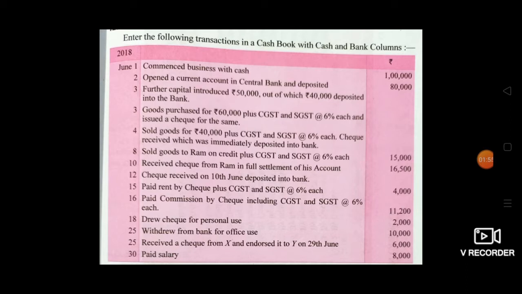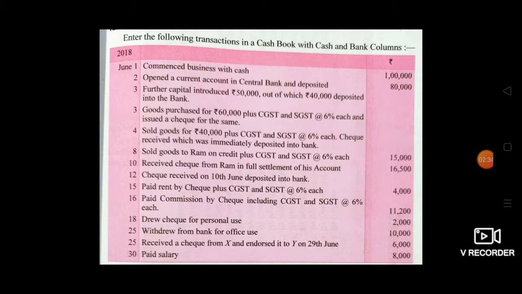16th, paid commission by check including CGST and SGST at 6% each, rupees 11,200. 18th, drew check for personal use, rupees 2,000. 25th, withdrew from bank for office use, rupees 10,000. 25th June, received a check from X and endorsed it to Y on 29th June, rupees 6,000. And last entry on 30th June, paid salary rupees 8,000.